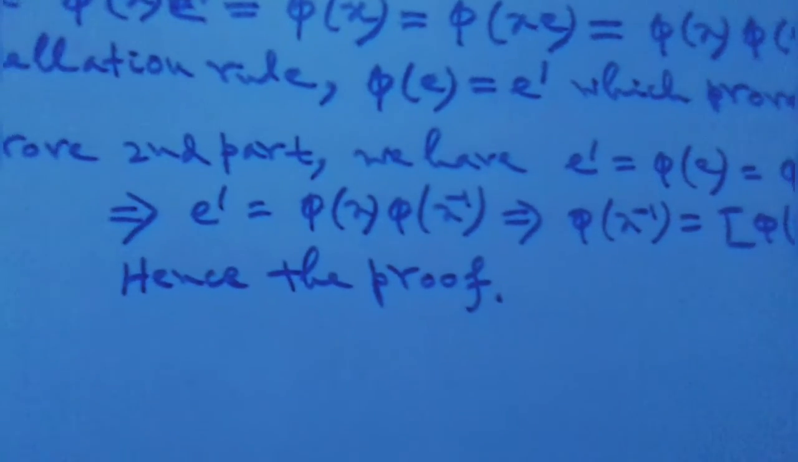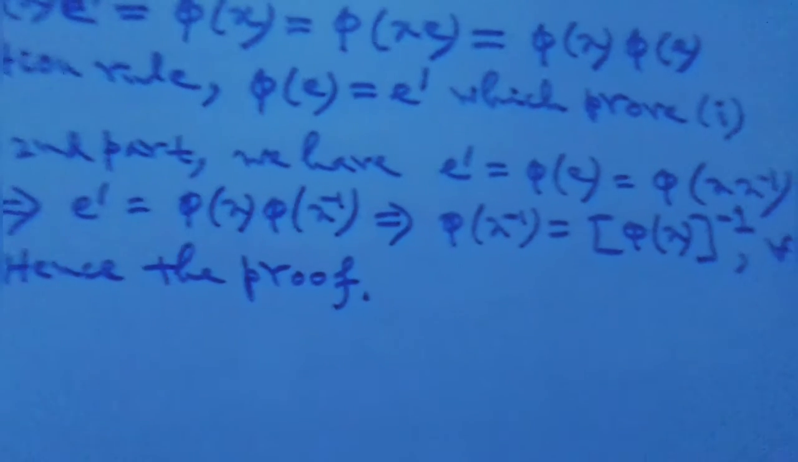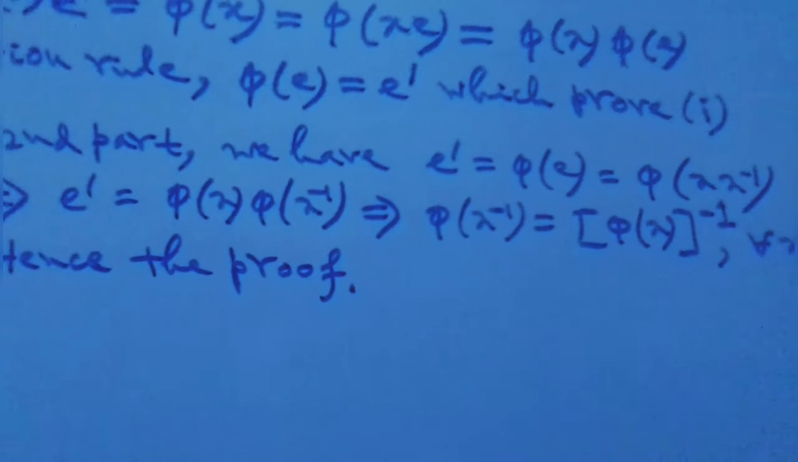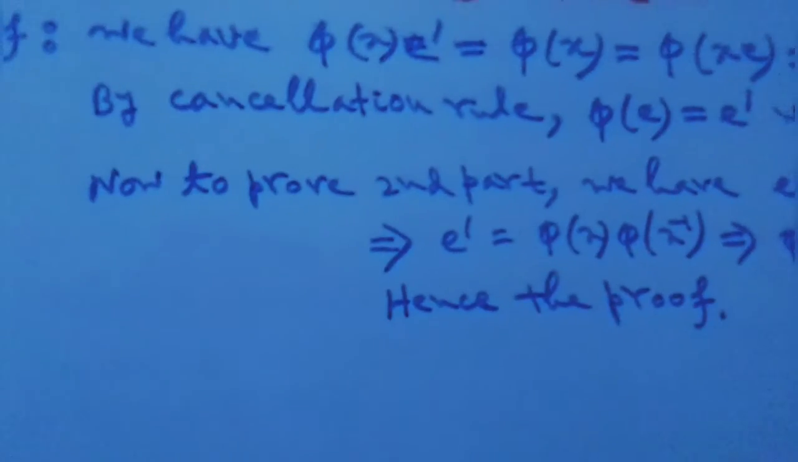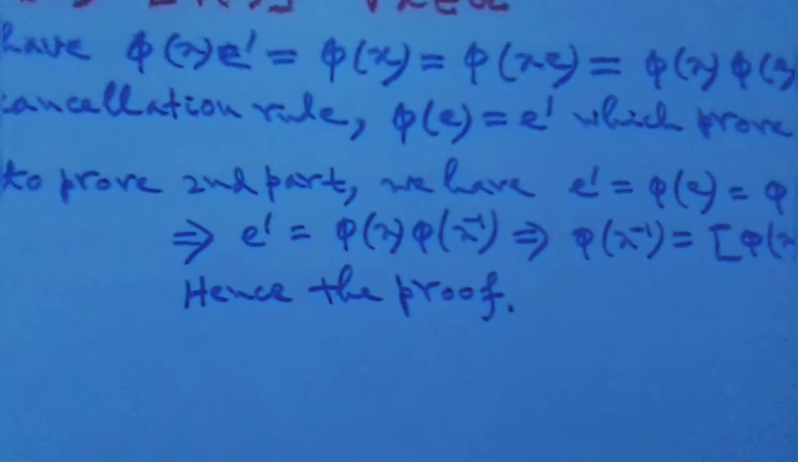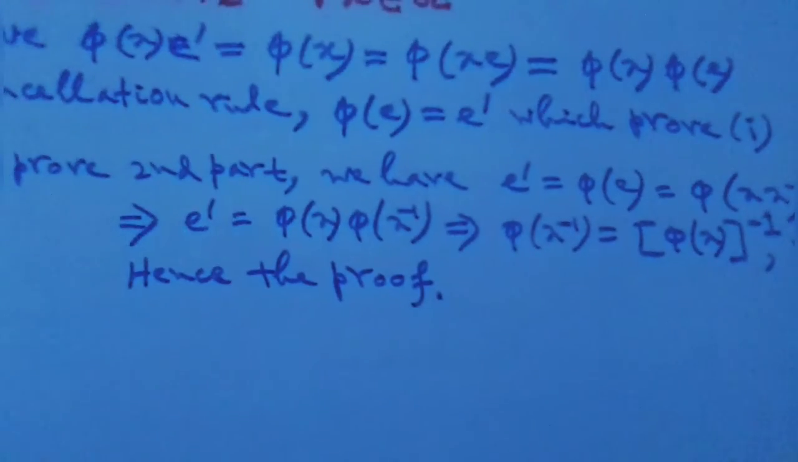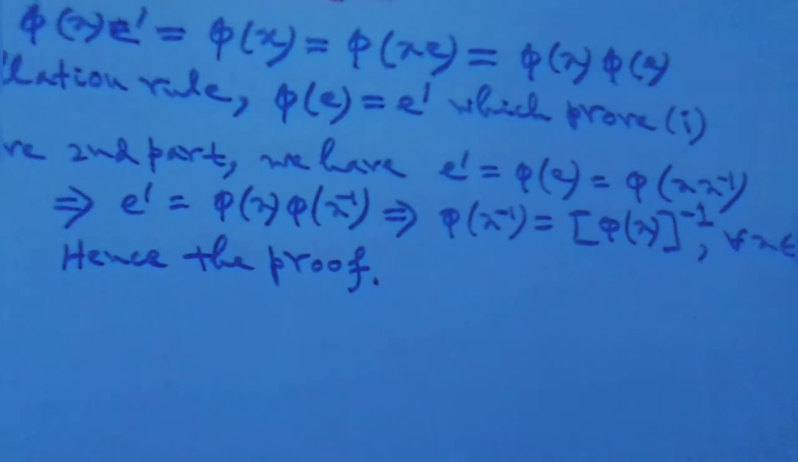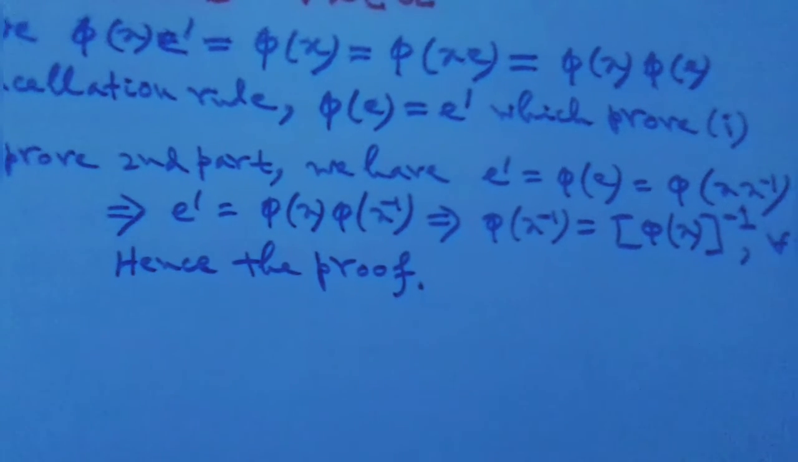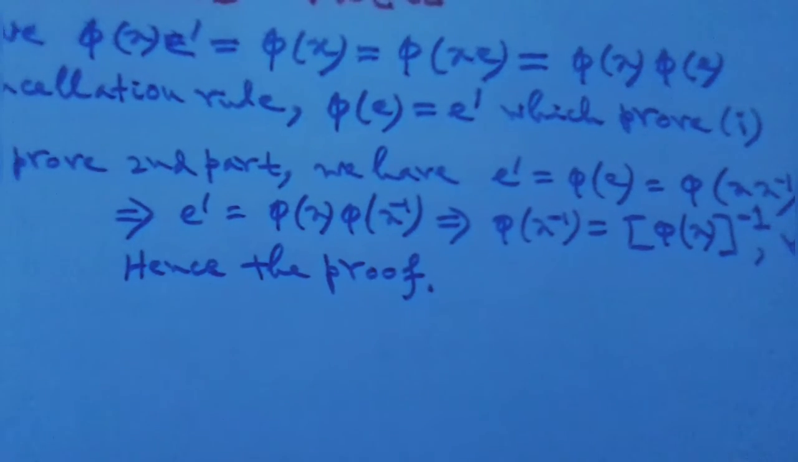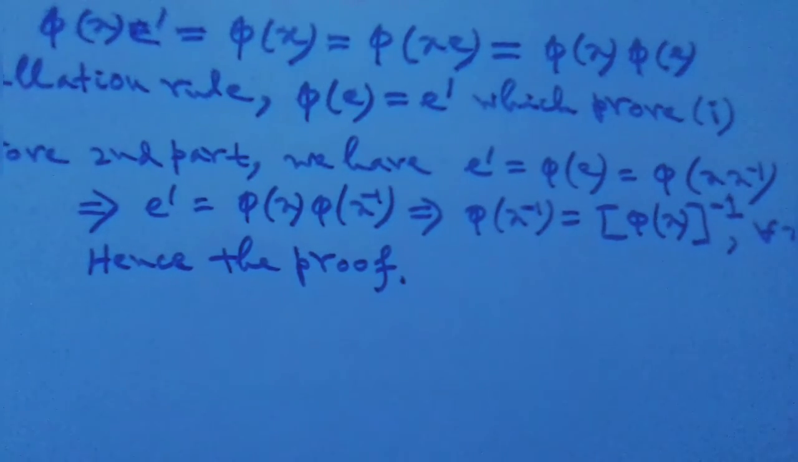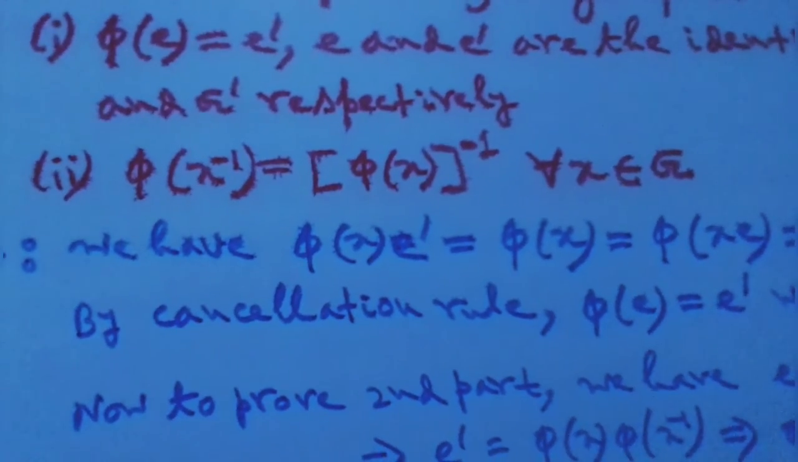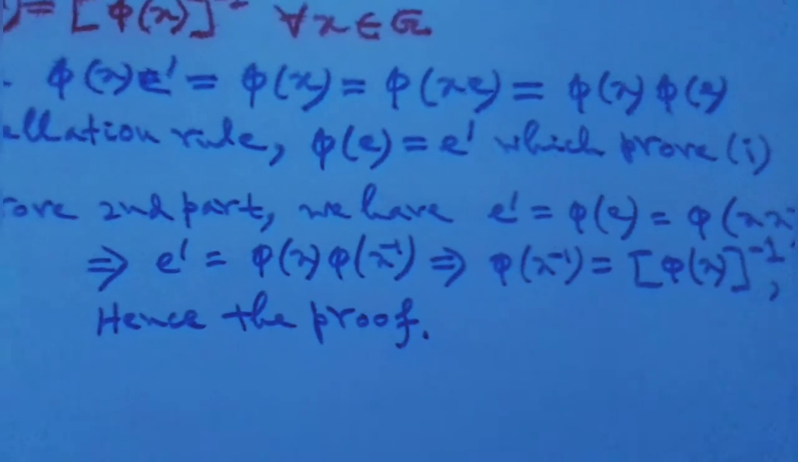So phi x can be written as phi of xe. Now using the property of homomorphism, phi of xe means phi x phi e. It is a property of homomorphism. Now we go to the next stage by the cancellation rule, because phi x E dash is equal to phi x phi e. So by left cancellation, E dash is equal to phi e. This proves the first part of the theorem. So the first part is already proved.